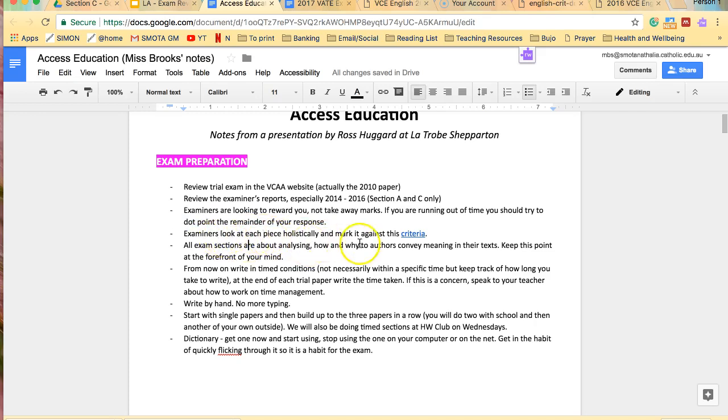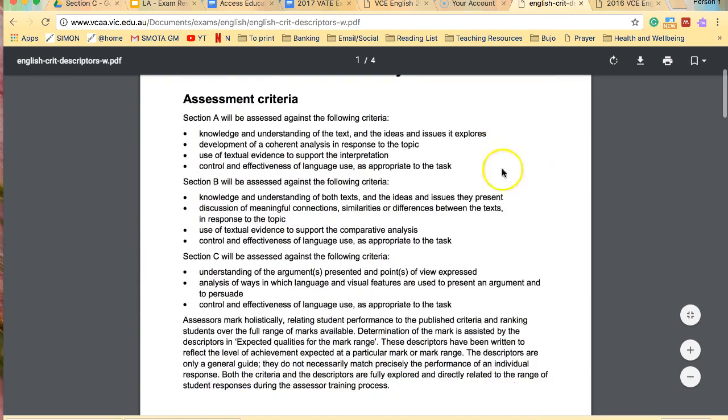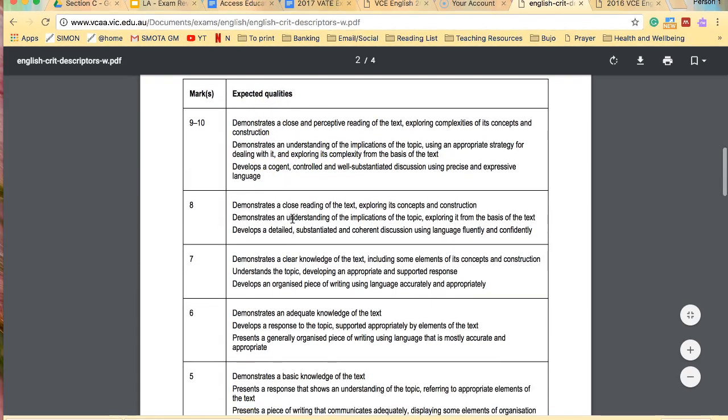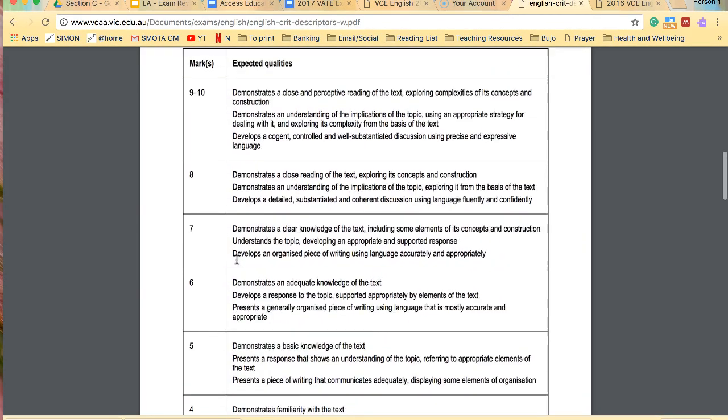Examiners are looking at each piece holistically, and they mark it against this criteria. You can click on that, but I've got it open in this tab here. I've given this out in class, but it's easily accessible here. They look at the piece as a whole and say whether you fall into the 9-10 bracket. And he said these look very similar. A 10 is just a bit more sophisticated than a 9. And he said if you are looking for a 65 or above as a score, then you need to be getting a 7 or above across all three pieces. So that means paying specific attention to what kind of qualities they're looking for in a 7, 8, and 9.